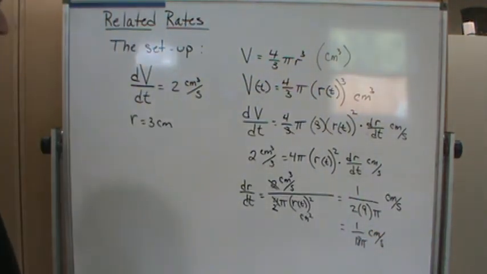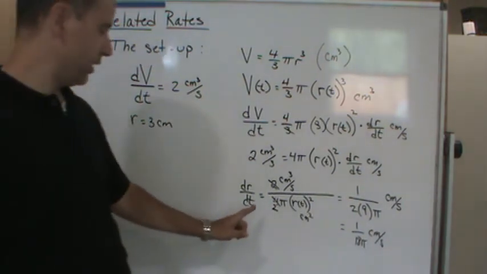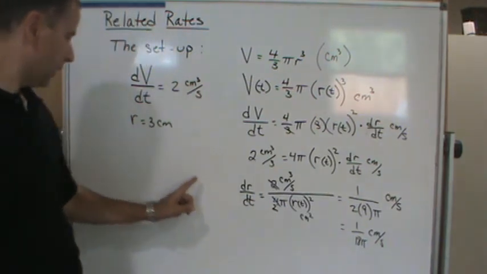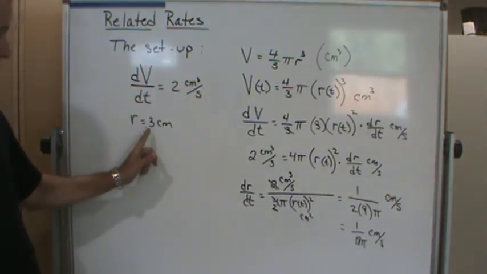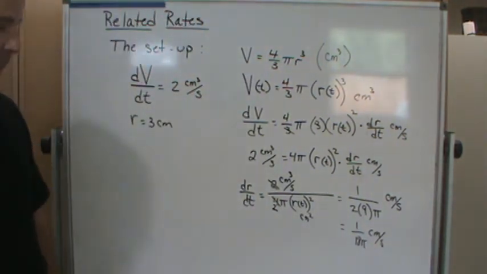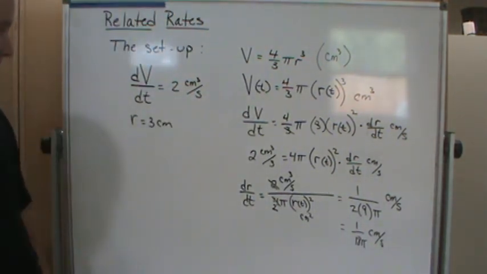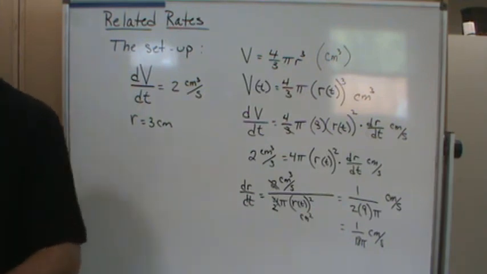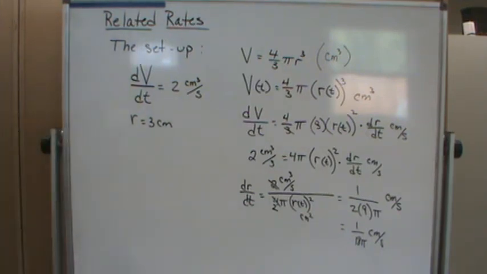And so what does it tell us? It tells us that the rate of change in the radius, when the radius is 3 centimeters, is 1 divided by 18 pi centimeters per second. Okay? And that's it.